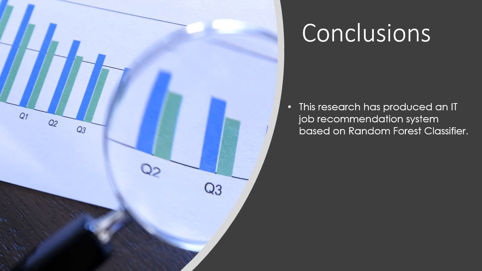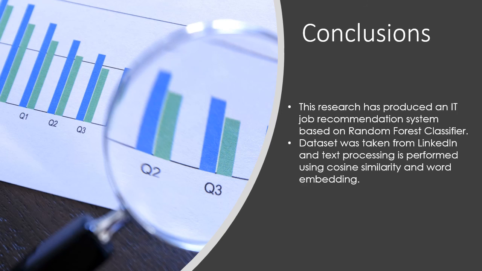So, the conclusion: this research has produced an IT job recommendation system based on random forest classifier, a machine learning algorithm which has powerful performance. The dataset was taken from the LinkedIn website, and text processing is performed using cosine similarity and word embedding. The model generated an accuracy rate of 94%. So this is a promising method.